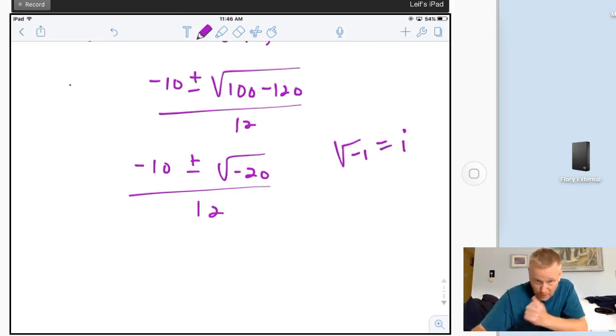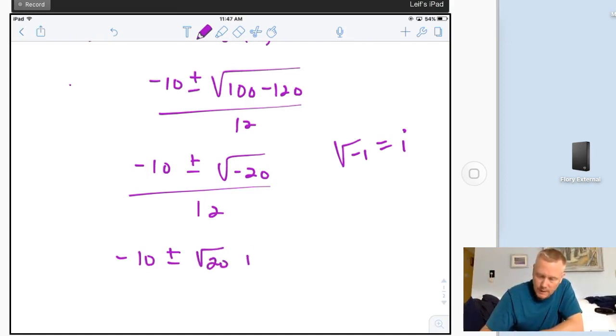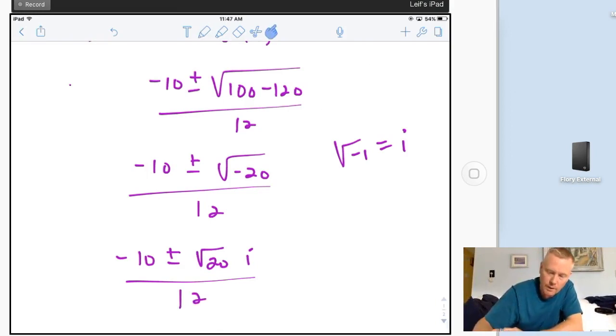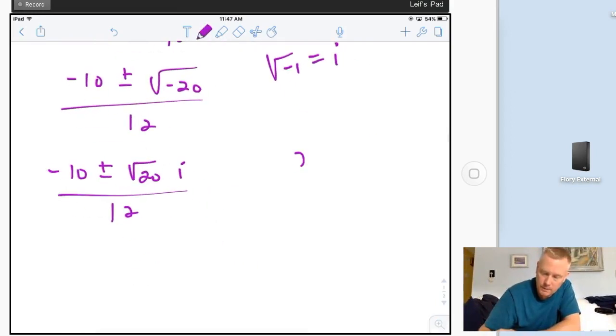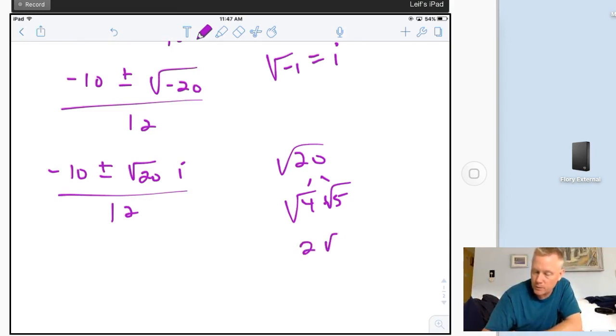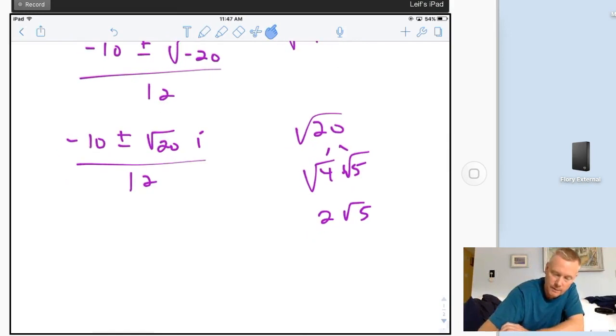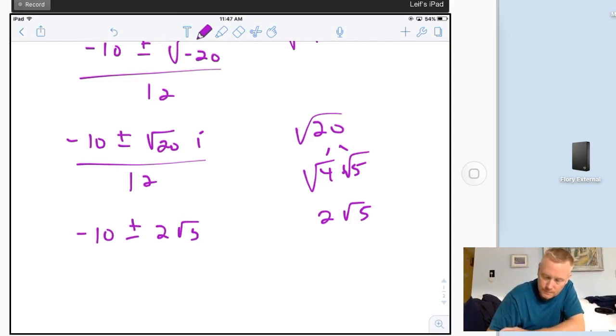Okay, so if I go negative 10 plus or minus square root of 20, and I got the i over here, right? Now I can break up 20 also. 20 is 4 times 5, which means I get the square root of 4 times the square root of 5. Square root of 4 is 2, so I get 2 root 5. Put the i after that, all over 12.